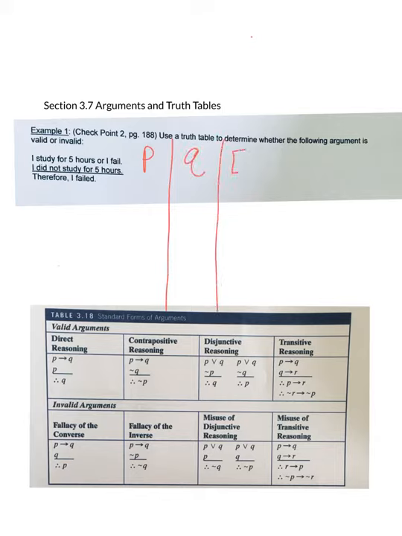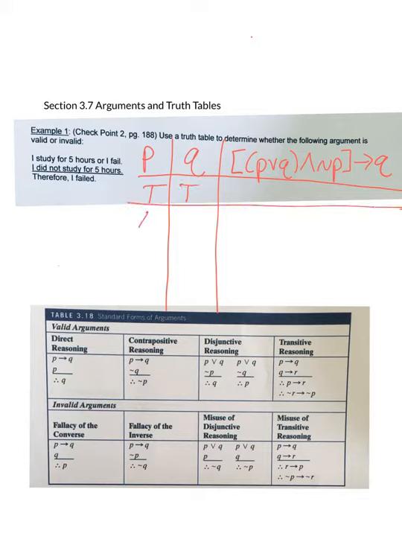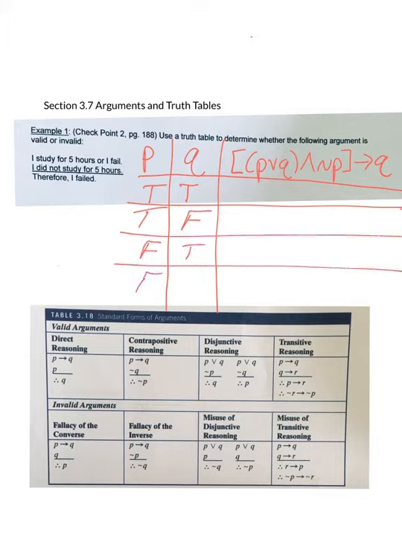So we have bracket, parenthesis, P or Q was our line 1. We had the and arrow, not P was line 2, close the bracket, if-then arrow, Q was the conclusion. So I would do the truth table for the one line symbolic form. Two letters, so setting up the truth table would be TT, true, true, TF, true, false, FT, false, true, or false, false.